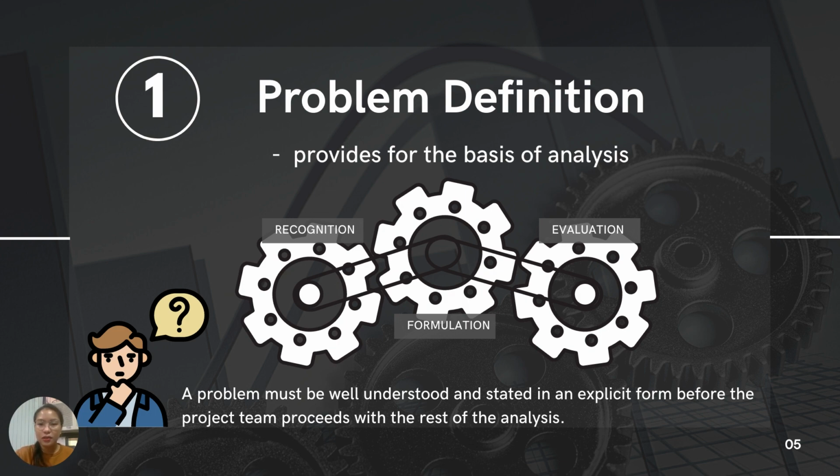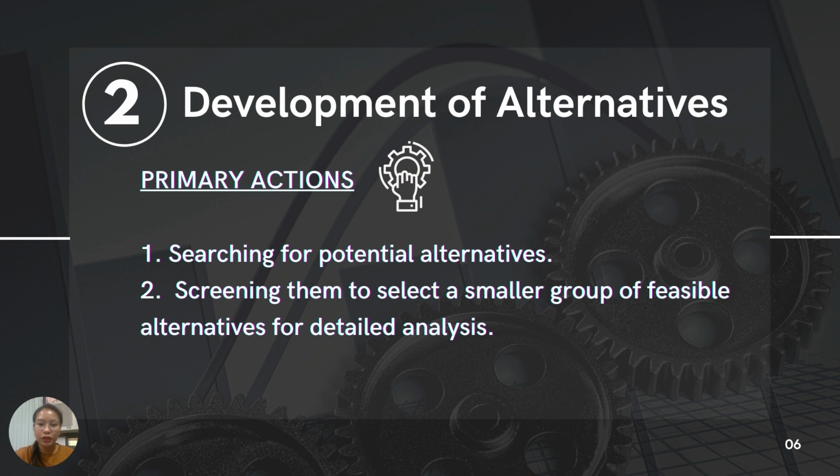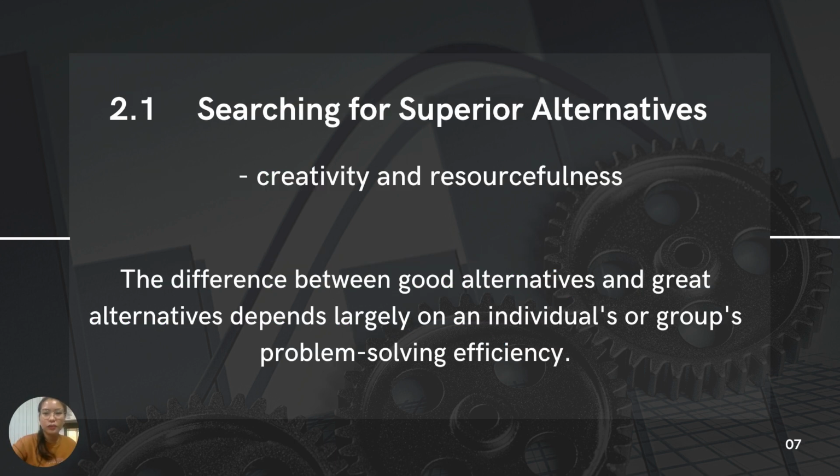Okay? So, next is the development of alternatives. So, the two primary actions, there are two. It is the searching for potential alternatives and screening them to select a smaller group of feasible alternatives for detailed analysis. Okay, so the term feasible, take note, ang feasible meaning that each alternative selected for further analysis is judged based on the preliminary evaluation to meet or exceed the requirements established for the situation. Okay, so that's it.